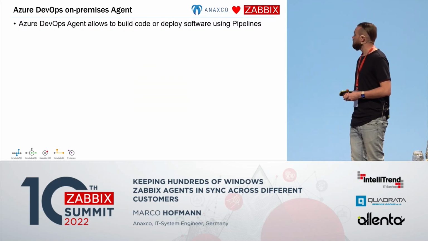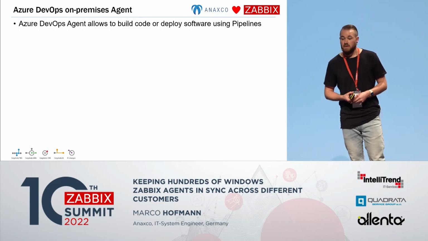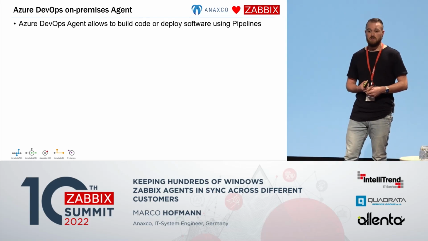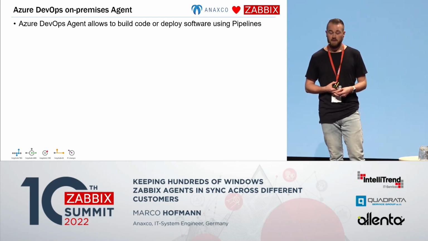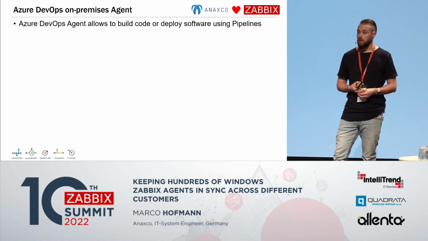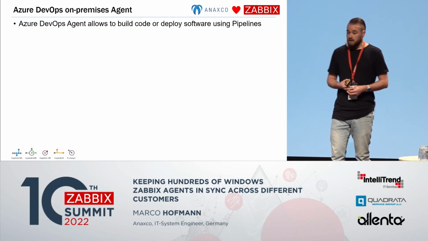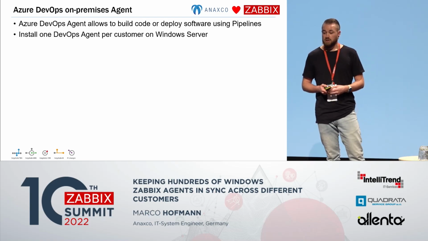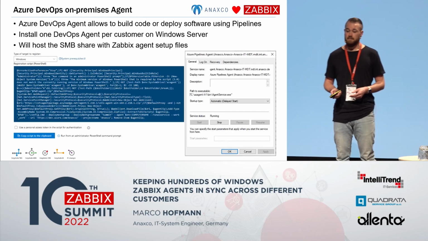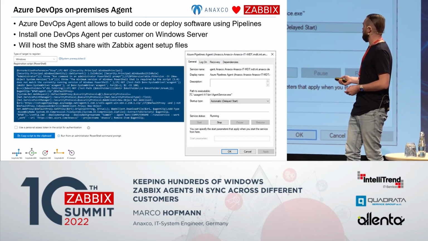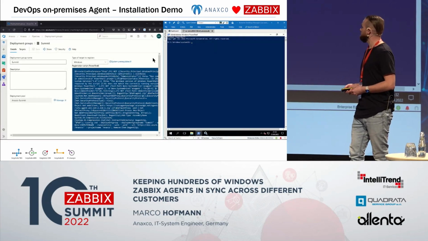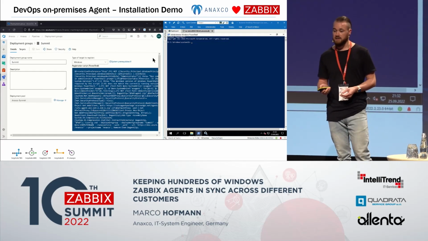The second tool is the on-premises agent. The on-premises agent allows us to deploy our Git repository using an Azure pipeline. For this project, we will install 1 agent per customer that will then host the SMB share with the agent installed. So this share will then host the setup files. So let us take a look at a demo of what it looks like to set up the Azure DevOps agent.